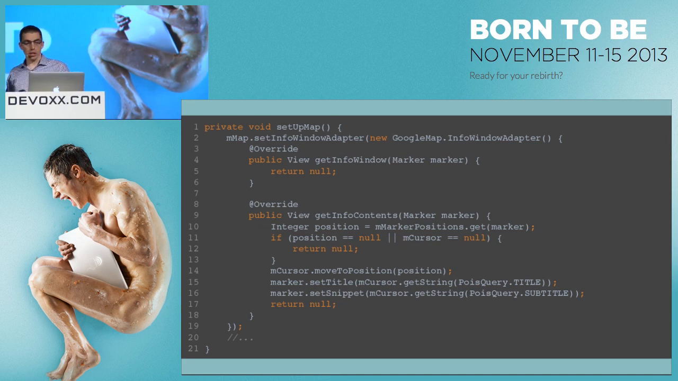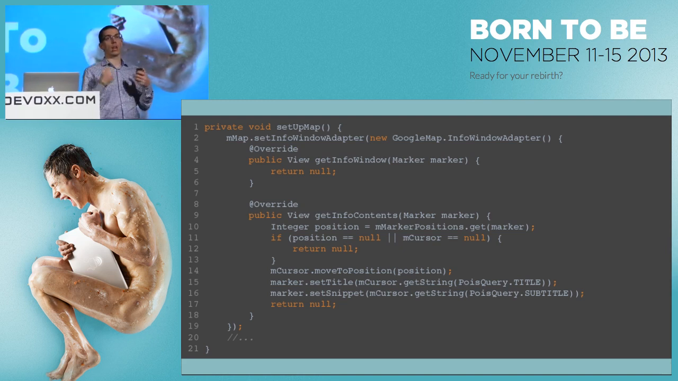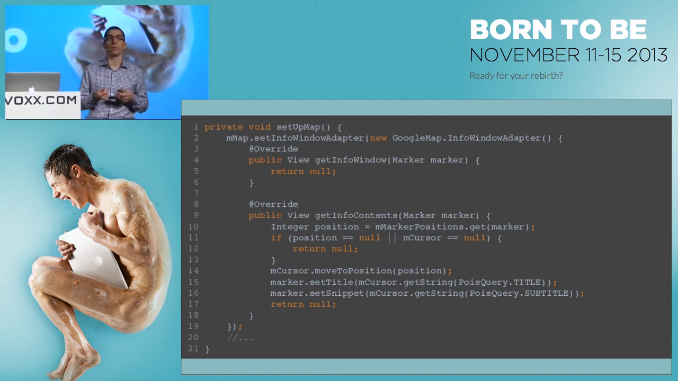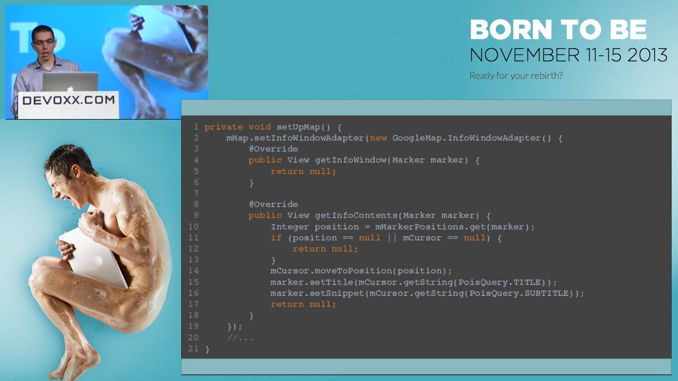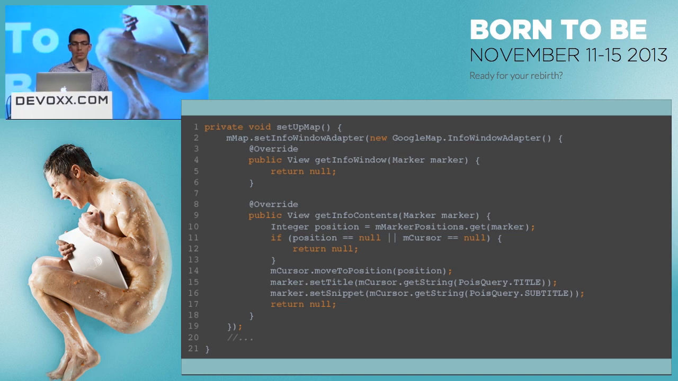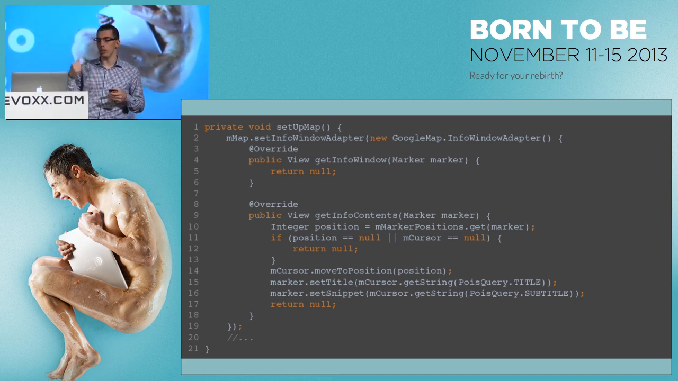So what I do here is I return null in getInfoWindow because I don't care about this method, and in getInfoContents, I get the position of the marker in my cursor. If this position is not null and the cursor is not null, then I can move to the appropriate position in the cursor, set the title and the snippet on the marker, and return null because I want the default behavior to happen, and this will automatically display the info window when the user taps the marker.